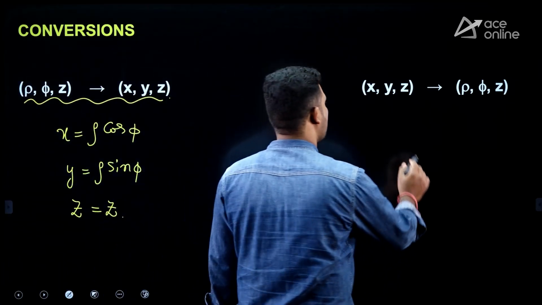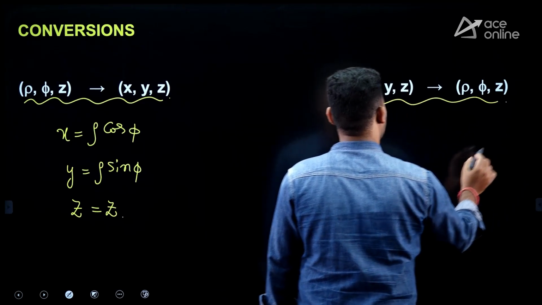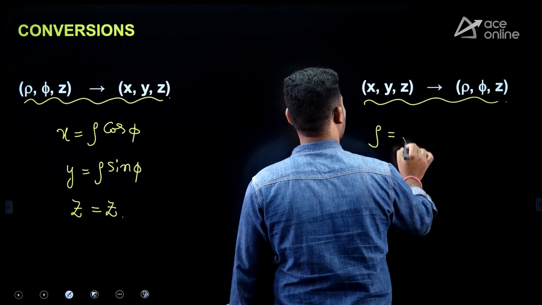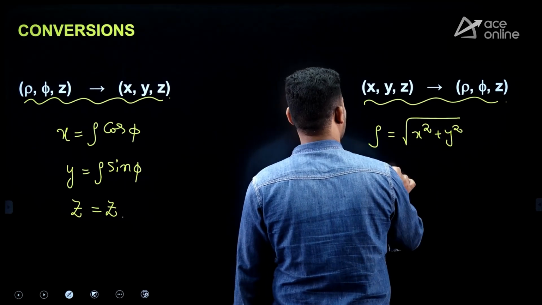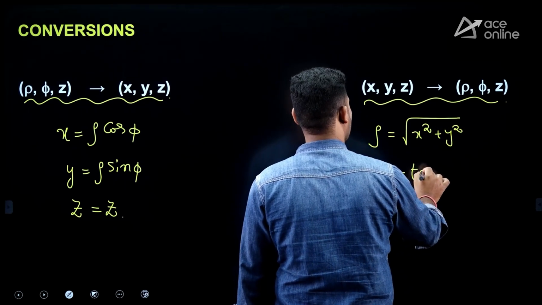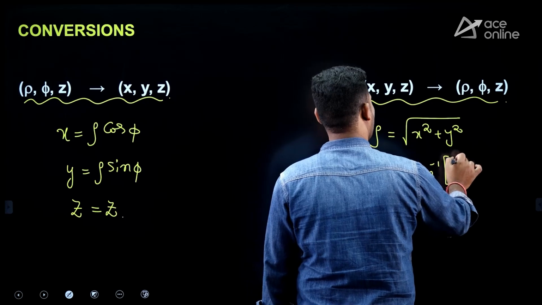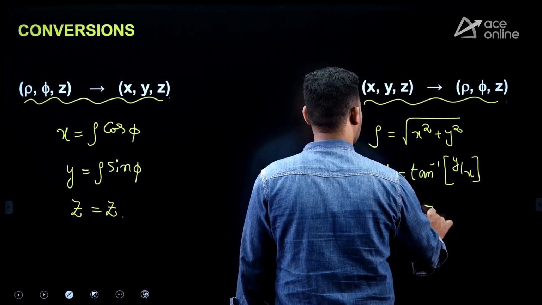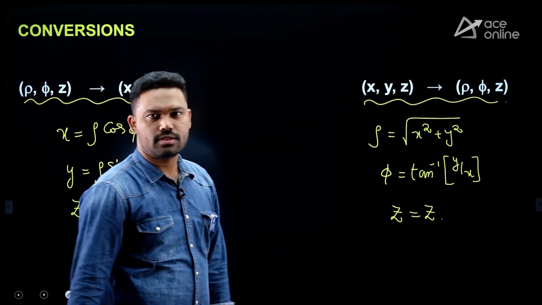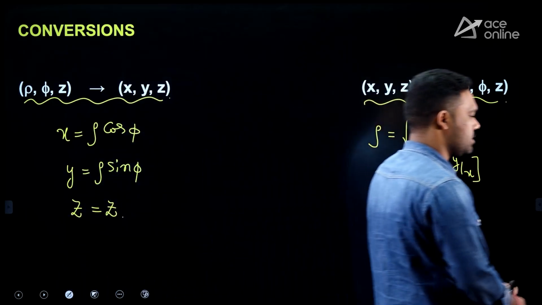Now I want to do the reverse. Rho is equal to square root of x square plus y square. Phi is equal to tan inverse of y by x. Anyhow, z is borrowed from the Cartesian. Z is equal to z. Clear, friends?